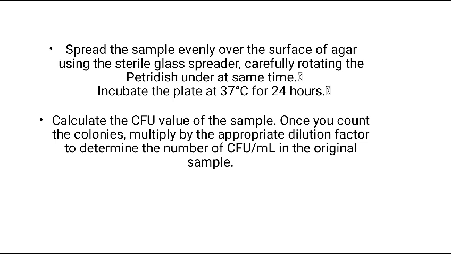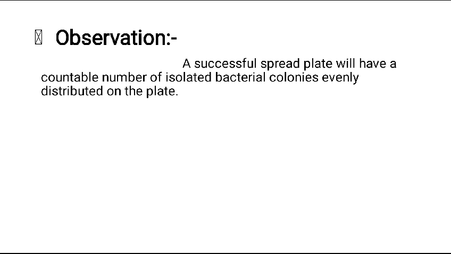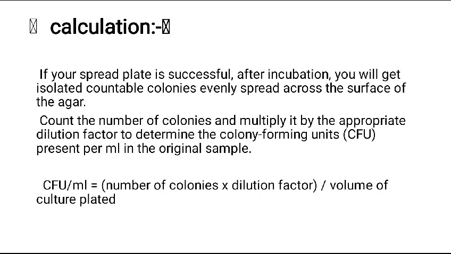Once you count the colonies, multiply by the appropriate dilution factor to determine the number of CFU per ml in the original sample. Observation: a successful spread plate will have a countable number of isolated bacterial colonies evenly distributed on the plate. Calculation: if your spread plate is successful after incubation, you will get isolated countable colonies evenly spread across the surface of the agar. Count the number of colonies and multiply by the appropriate dilution factor to determine the colony forming units, CFU, present per ml in the original sample.